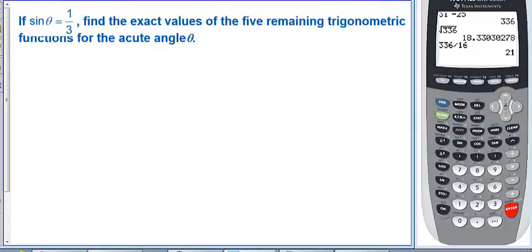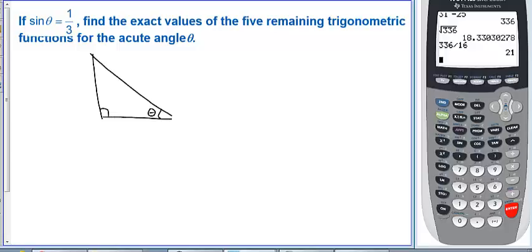If sine of theta is 1/3, find the exact values of the 5 remaining trigonometric functions for the acute angle theta. So let's draw a right triangle. There's the right angle. And let's say this down here is theta. And we know that sine of theta is 1/3.